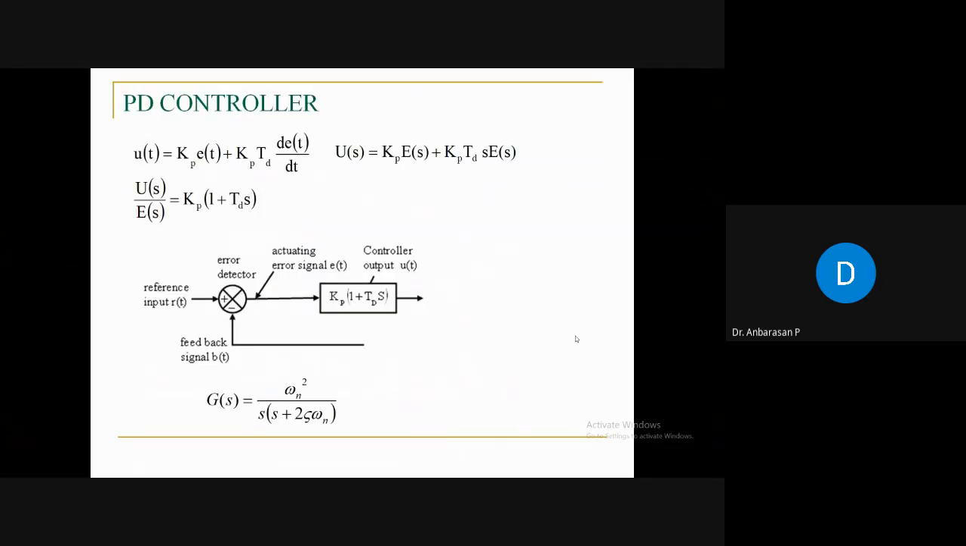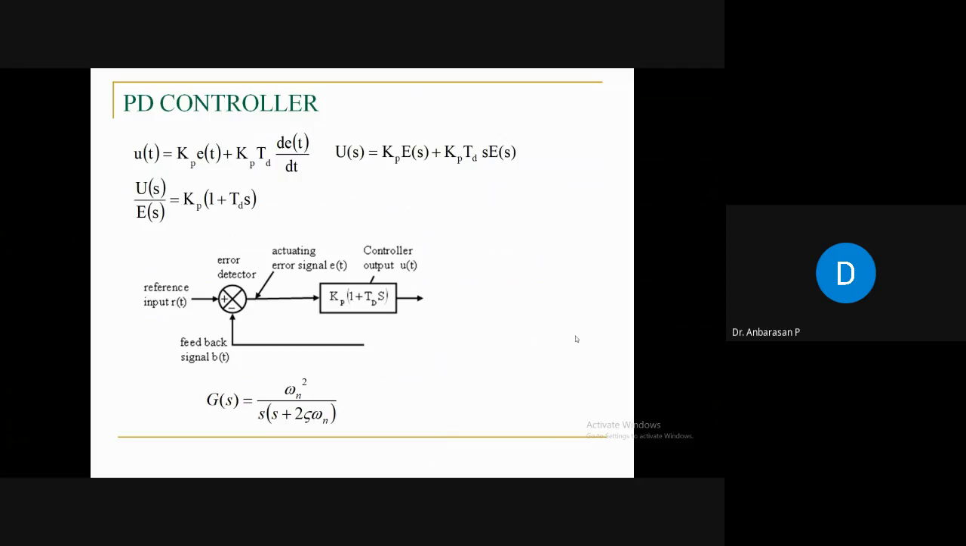If we go for the proportional derivative controller, it is a summation of the proportional controller plus the derivative controller. Here the derivative constant is represented as Kp into Td, with the derivative function de(t) by dt. If you take the Laplace transform, the proportional derivative transfer function U(s) by E(s) is Kp into (1 plus Td into s).